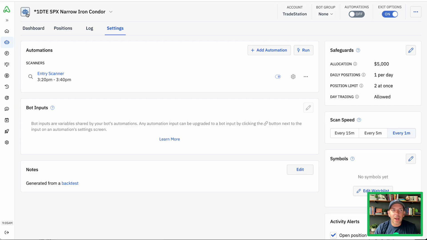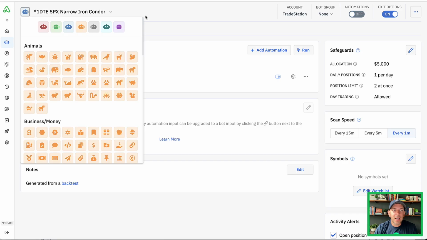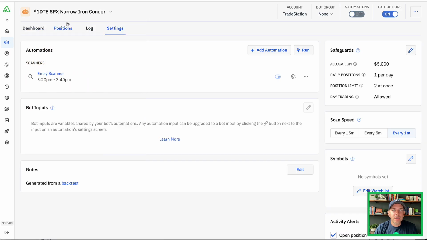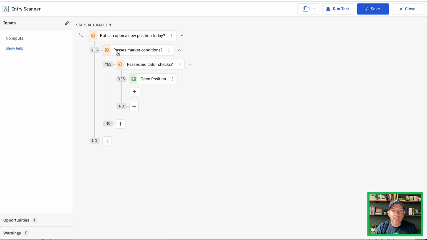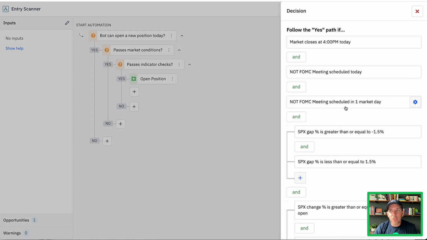So now I have my 1DTE bot here. You can see I have that one. It's connected to my TradeStation account. By default, it's off for automations, right? So automations are turned off until you turn them on, but the automation's already created. So it's going to say, can the bot open a new position today? Did it pass all the market conditions?